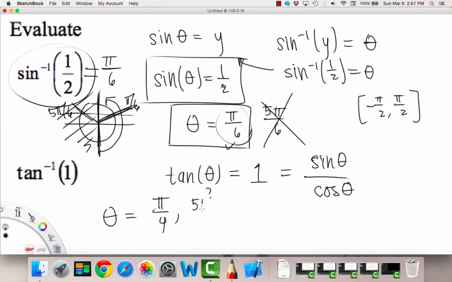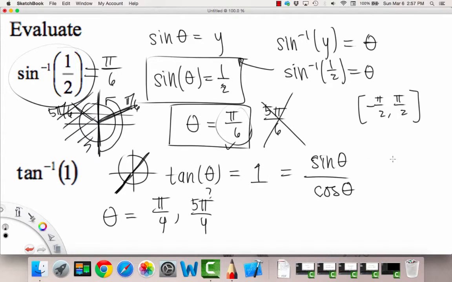There's also another option of 5 pi over 4, because if we look on our unit circle here, sine is equal to cosine, and they're both radical 2 over 2. And at 5 pi over 4, they're both equal to negative radical 2 over 2. So when you divide one by the other, that just equals 1 as well.